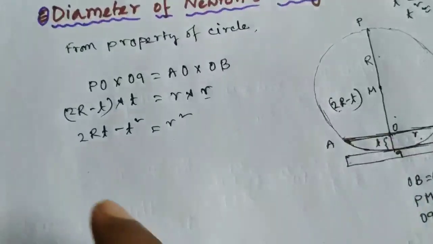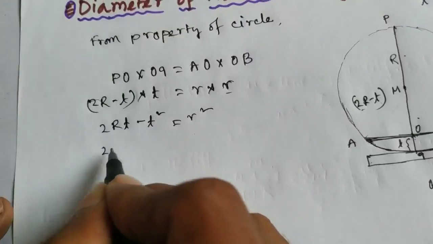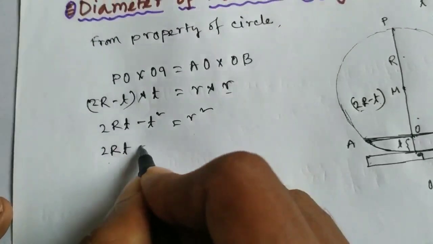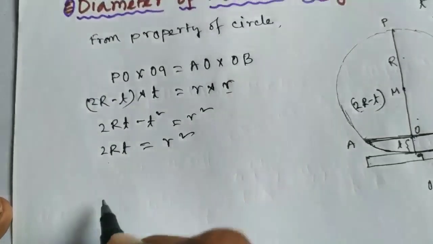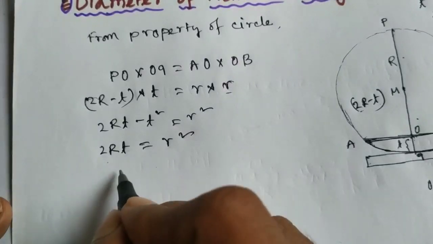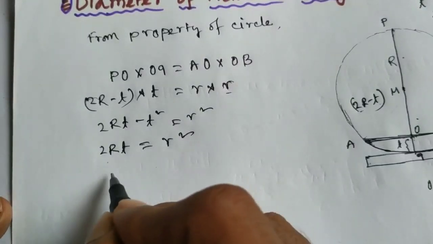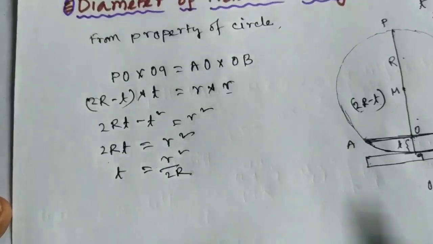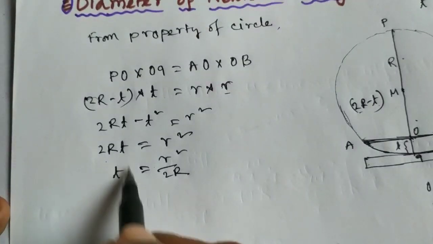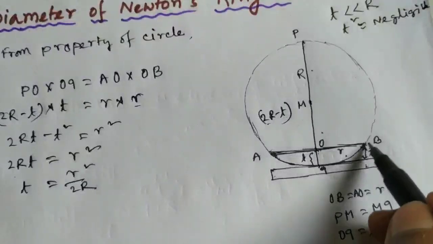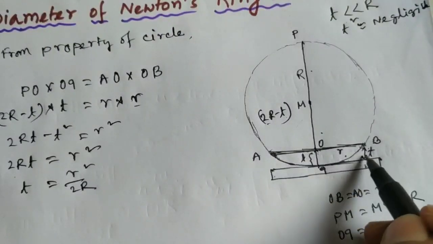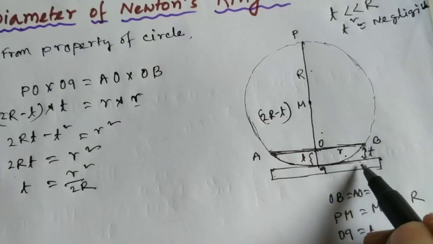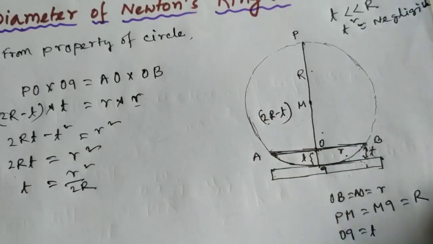Now so 2Rt equals r square. Now t equals r square by 2R. So we have this, the thickness of the wedge shaped film where the Newton's ring is formed from the plane glass plate.